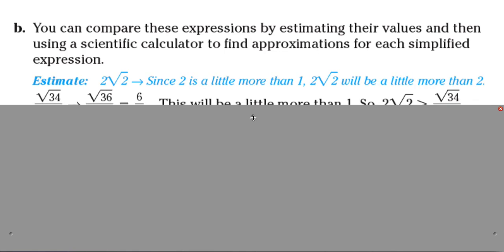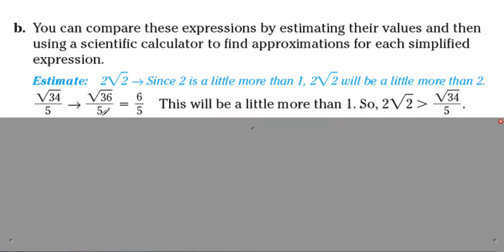So we now have radical 34 over 5 is approximately radical 36 over 5, because the nearest square number to 34 is 36. So we now have 6 over 5. So radical 34 over 5 is approximately close to 6 over 5. Okay, so this will be a little more than 1.